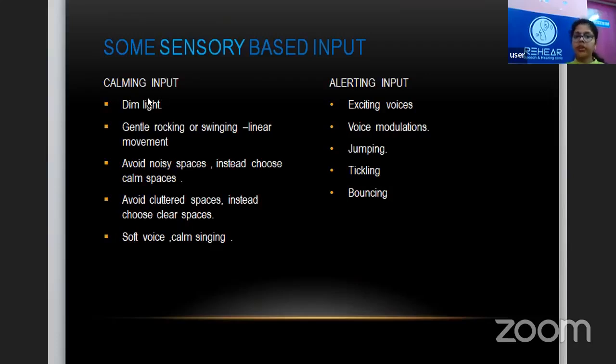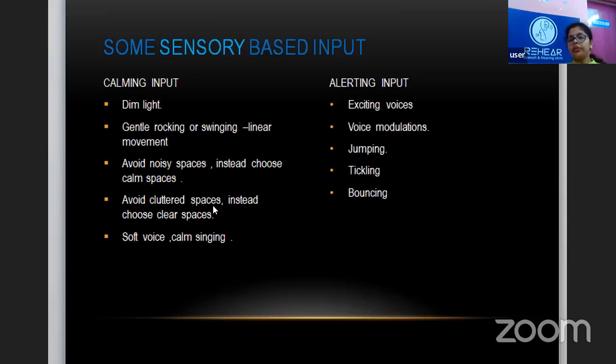For the seekers, we need to give dim light, gentle rocking, swing, linear movement. Avoid noisy spaces, instead choose a calm space, and avoid cluttered space, instead choose a clear space. Soft voice, calm singing, and rhythm with calm singing, and deep pressure. Deep pressure also helps with kids. They love deep pressure massages. You can give them massages, and they would love to take that.